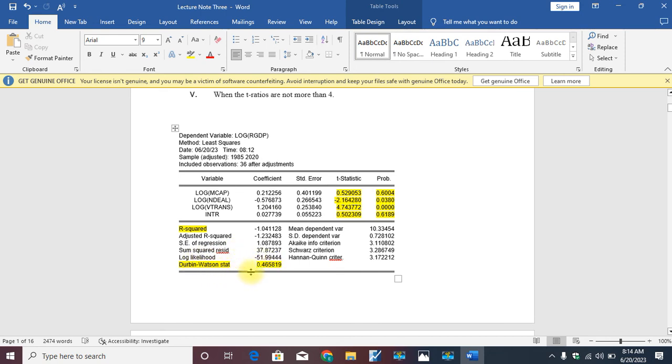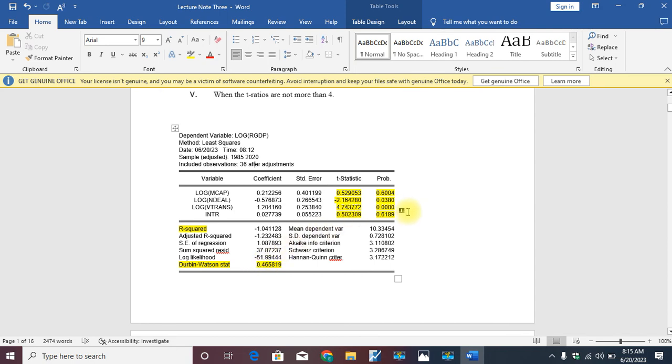We have a range of 1.50 and 2.50. Whenever the Durbin-Watson statistic falls below or above the range of 1.50 to 2.50, it also shows that the regression is spurious. In this case, we have a Durbin-Watson statistic of 0.465819, which shows that the regression is spurious. Why? Because the Durbin-Watson statistic falls lower than the accepted range.